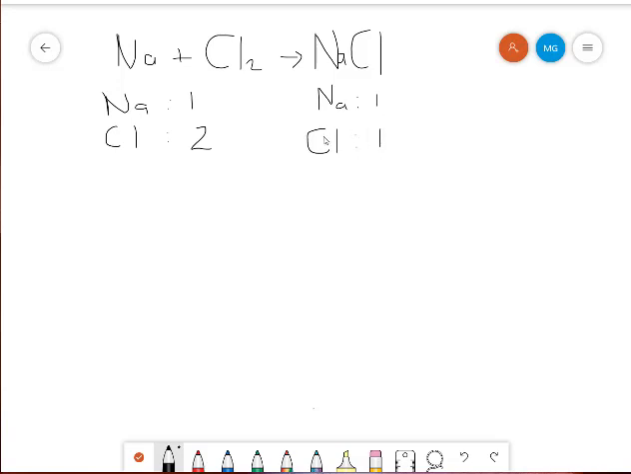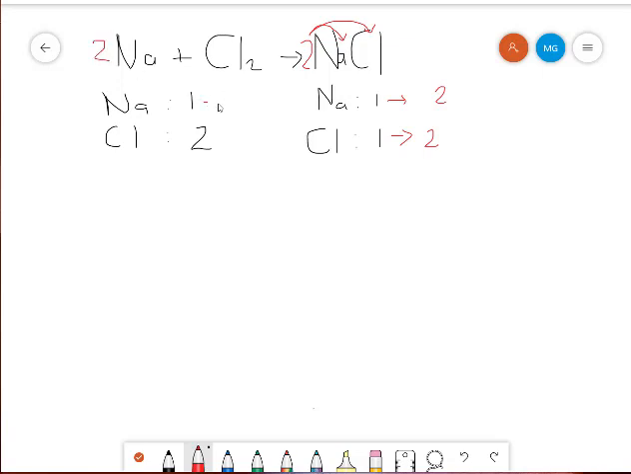Okay, easiest for me is to see if I can get the chlorine on the right up to 2. All I have to do there is to put a 2 in front of the NaCl. But remember that I need to multiply the 2 with the Na and the Cl. So that gives me 2 sodiums and 2 chlorines on the right side. But now on the left side I have an imbalance.